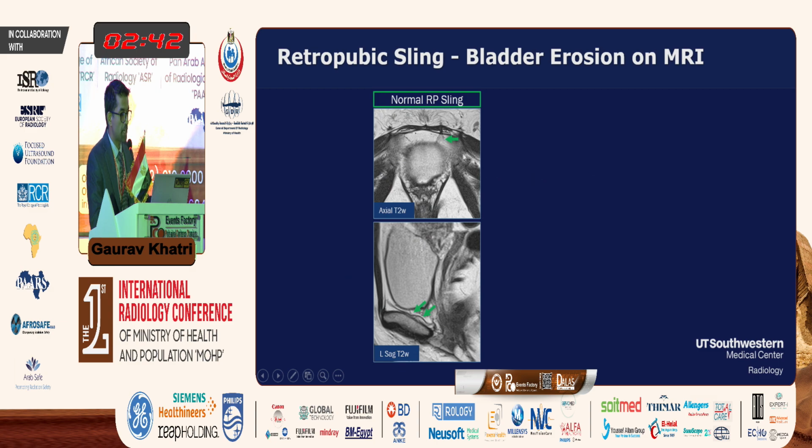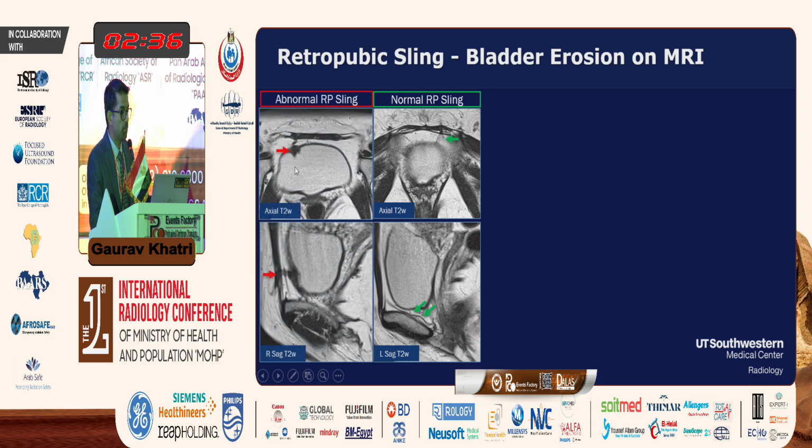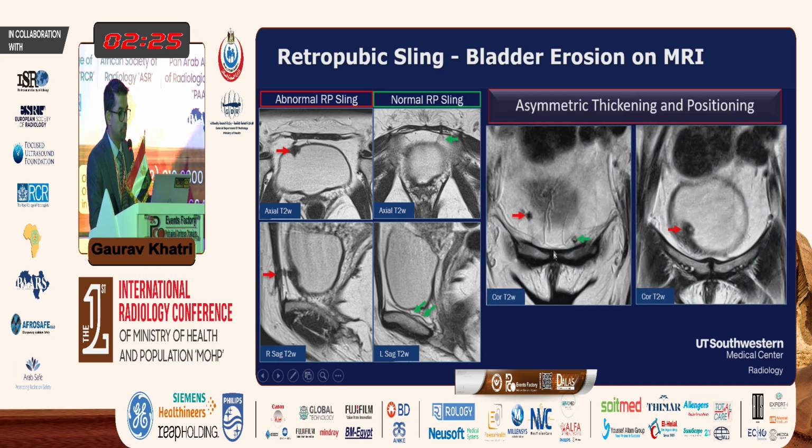So here's an MRI showing a normal arm on the left side of the sling, but on the right side you can see this is stuck on the bladder. The bladder is thickened on the axial image, and also on the sagittal image you can see how it's tethering to the bladder, causing thickening of the bladder. On the coronal image, you can see how asymmetric it is. The left side is normal, the right side is elevated, and it's actually gone inside the bladder. This is erosion of sling into the bladder.